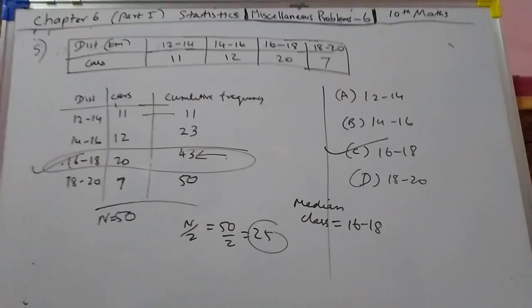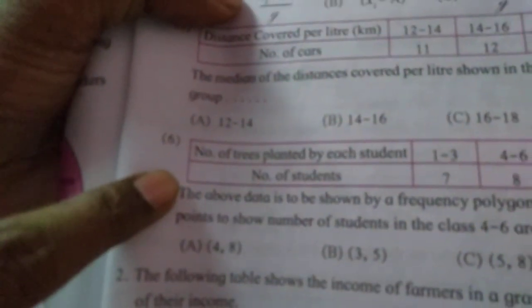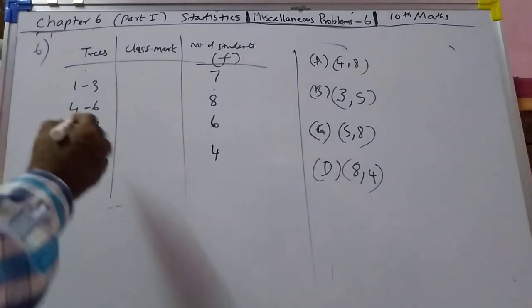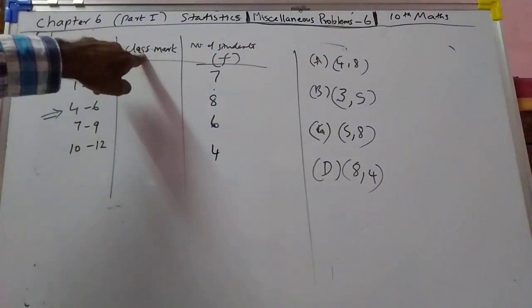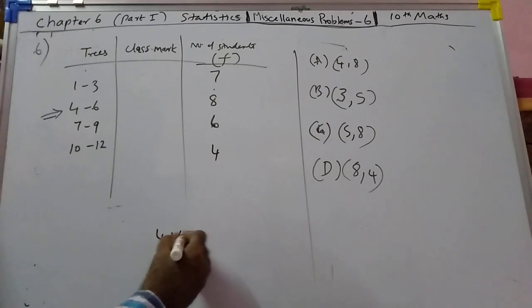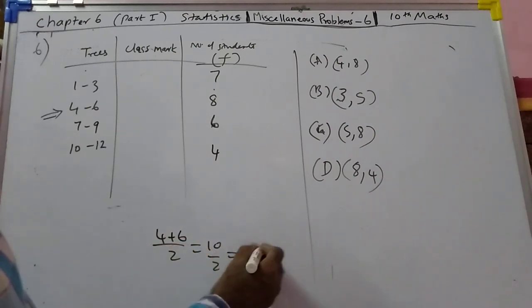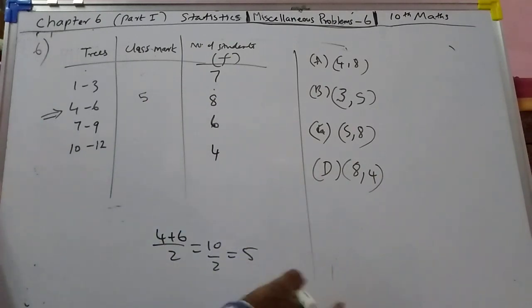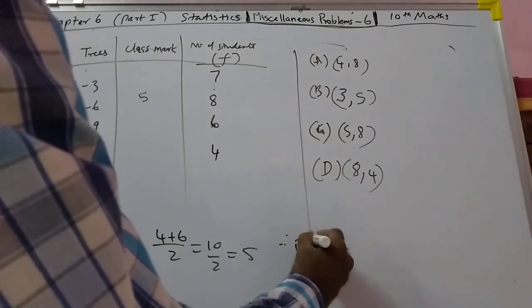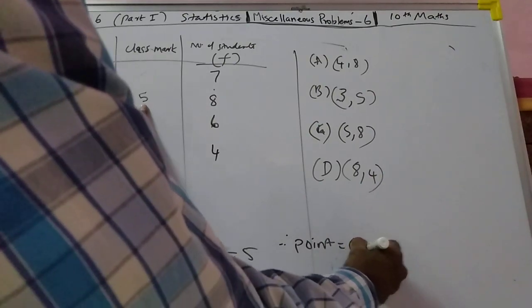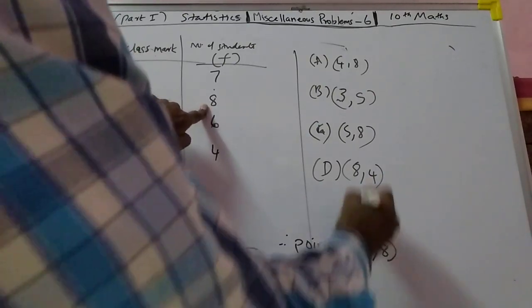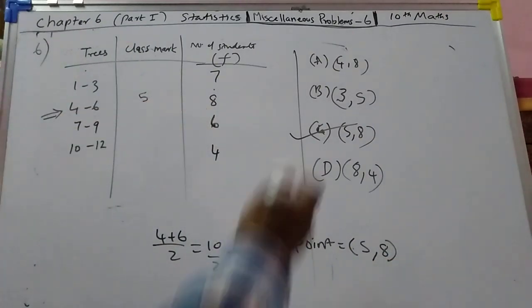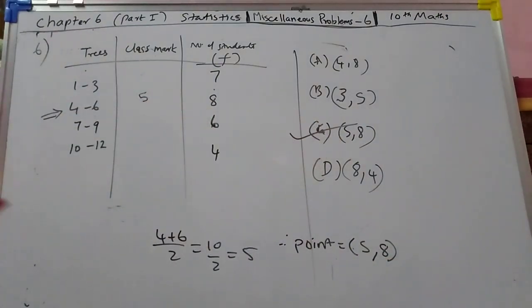Okay, next problem. Sixth problem. We have to find the point for this class. Take the class mark: 4 plus 6 divided by 2, 10 by 2 is 5. So what is the point we get? Therefore, the point is 5, 8. So this is the answer. Next time we will do the second problem.